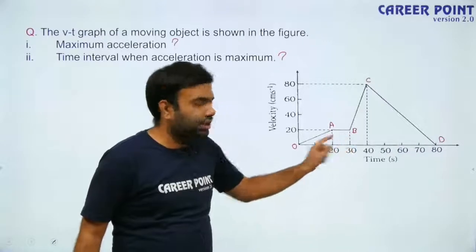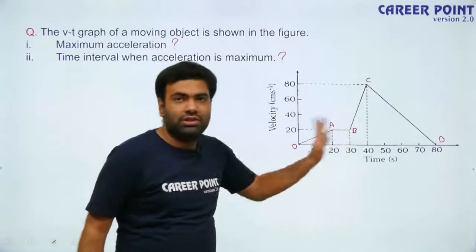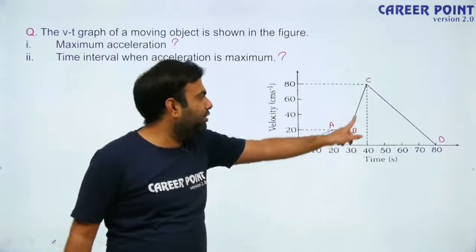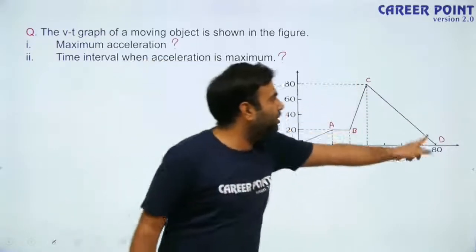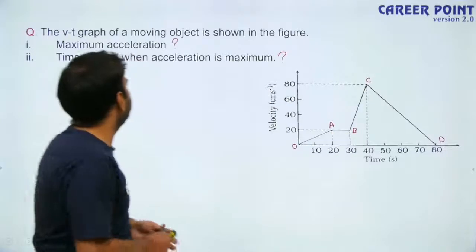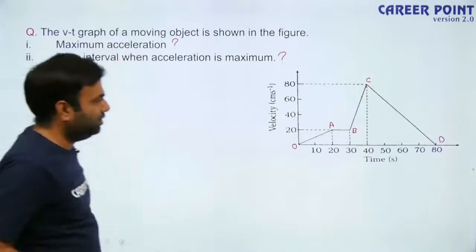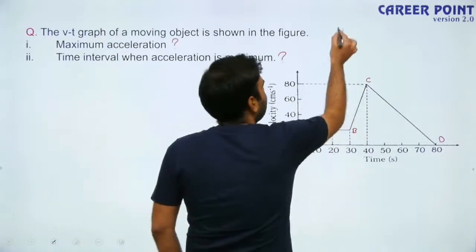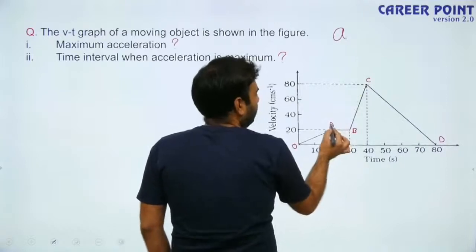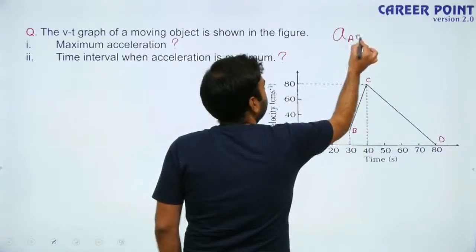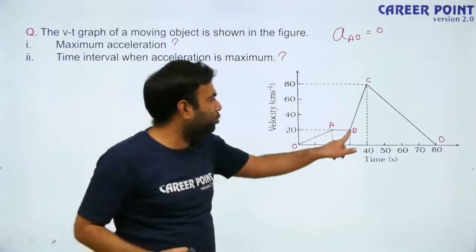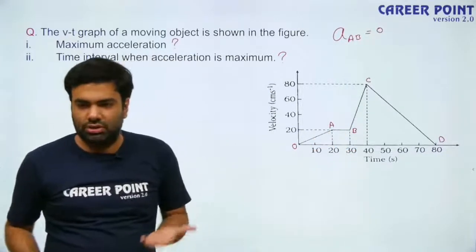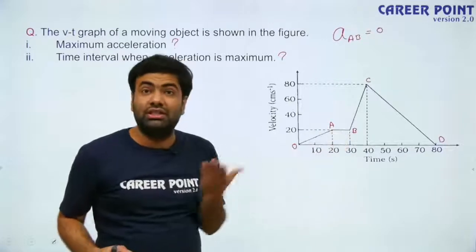From A to B, the velocity is constant. From point B to C, velocity is again increasing. And from C to D, the velocity is decreasing. The question is asking for the maximum acceleration. From the graph, we can say that acceleration in the interval A to B is equal to 0. Why 0? Because from A to B, the velocity is not changing, so definitely its acceleration is 0.